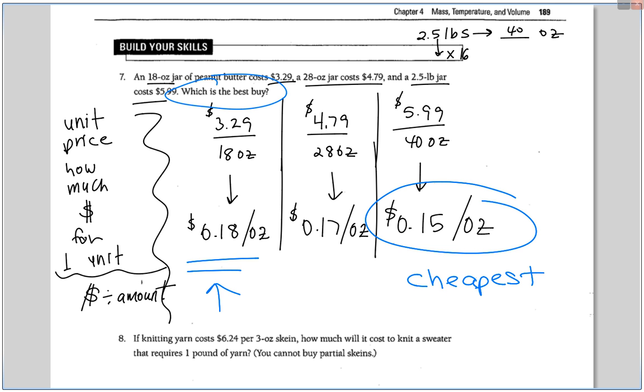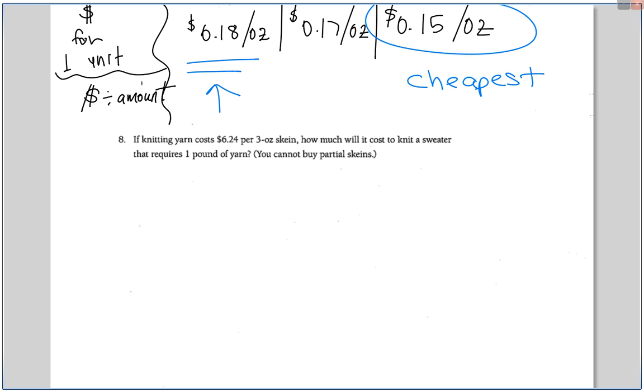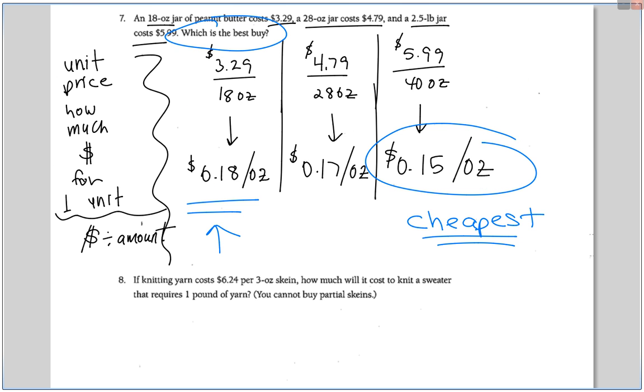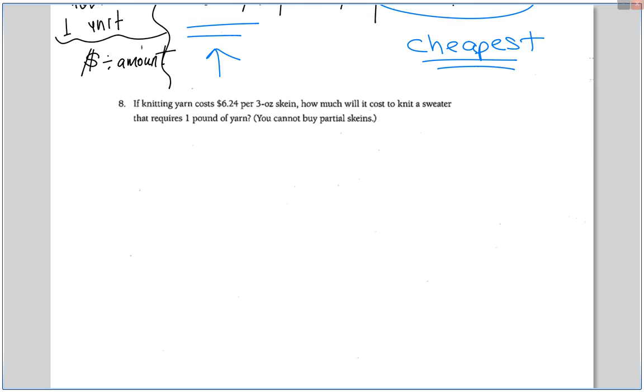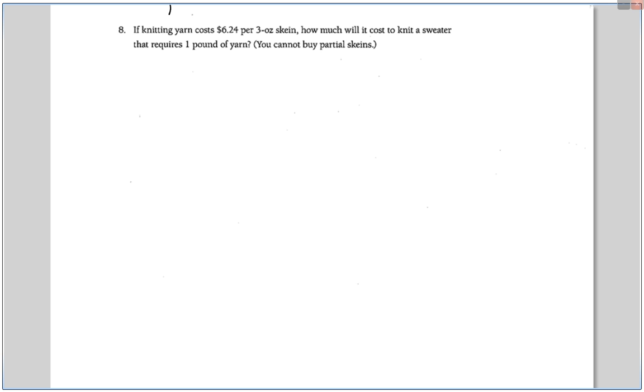I personally absolutely love peanut butter, and I would spend extra money to get good quality peanut butter, and I wouldn't cheap out. So it's an important skill to understand the best buy, but if it's talking about your favorite food, then you might be a little bit more willing to spend your money.